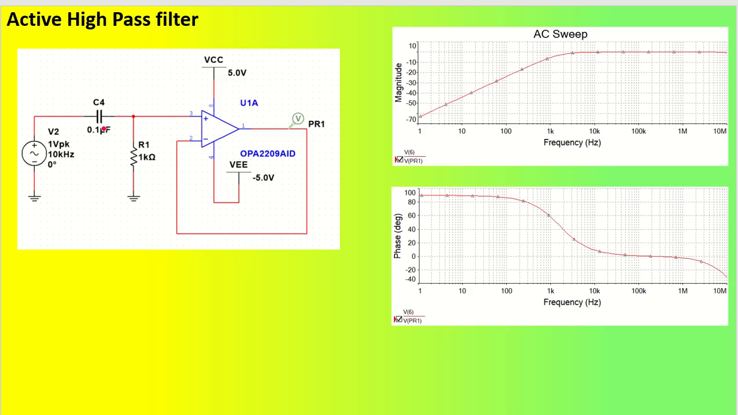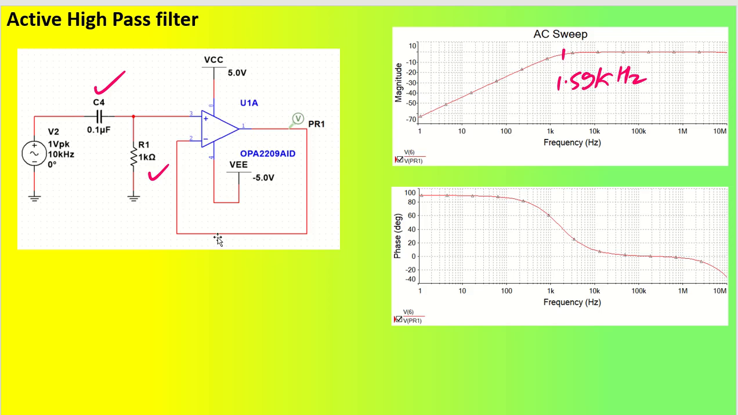The value of this capacitor and this resistor will decide the cutoff frequency. As you can see, 0.1 microfarad and 1 kilo ohm is going to give you the minus 3 dB frequency at around 1.59 kilohertz. So after 1.59 kilohertz, this is the high pass that you can see, with almost 0 dB everywhere. This is the magnitude response, and this is the phase response.